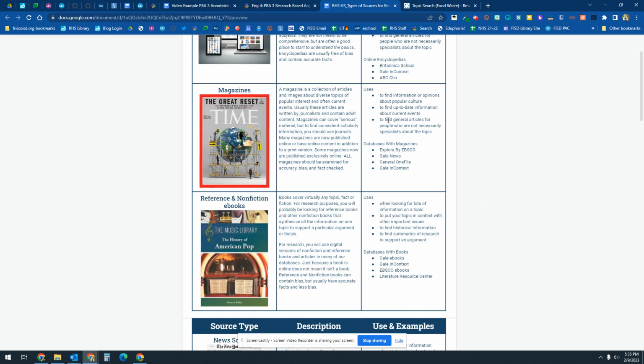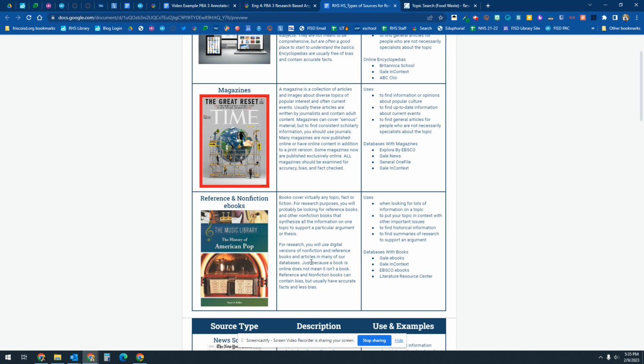But there's definitely going to be magazine articles. Magazines are a collection of articles and images about lots of different topics of popular interest, current events. They're written by journalists, so they often contain adult content, but the magazines cover very serious material. But to find consistent scholarly information, you should use academic journals. So magazines are now published online. They used to be published in print. But all magazine articles need to be examined for accuracy, bias, and fact checked.